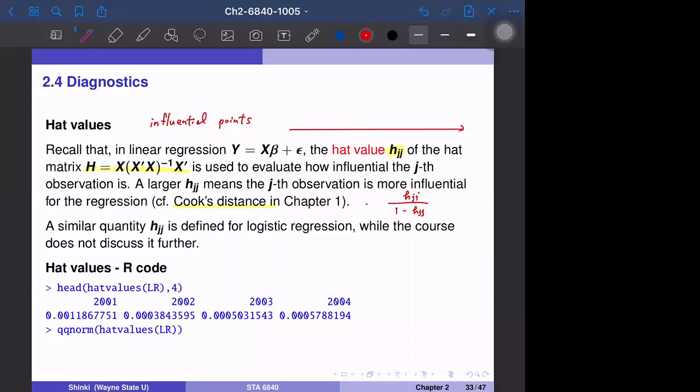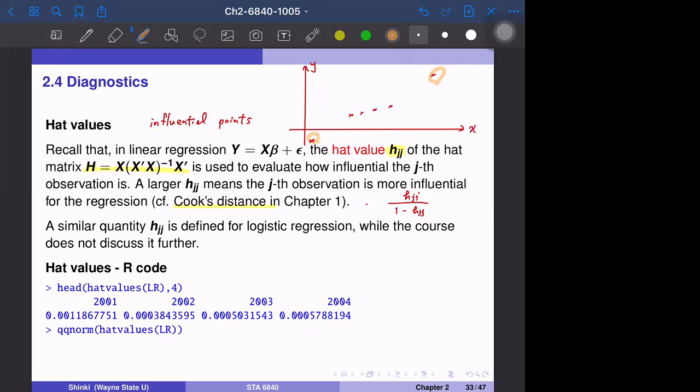So the basic idea is that if we have x and y, suppose for simplicity we only have one predictor x, we have observations here and we have observations here, then these observations at the right end or left end have larger influence on the regression line.